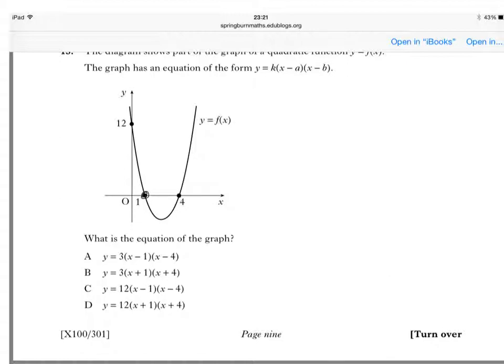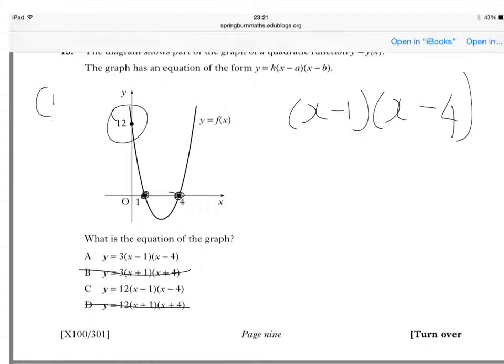First of all, if we've got a root at 1 and a root at 4, that's generated by (x minus 1)(x minus 4). So we can immediately eliminate B and eliminate D, so we're between A and C now. We've got another point in the question, which is (0, 12). So what we know there is when x is equal to 0, y is equal to 12.